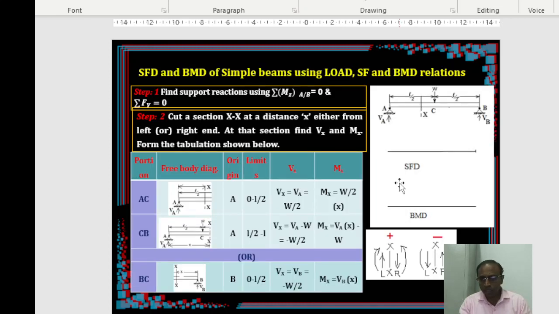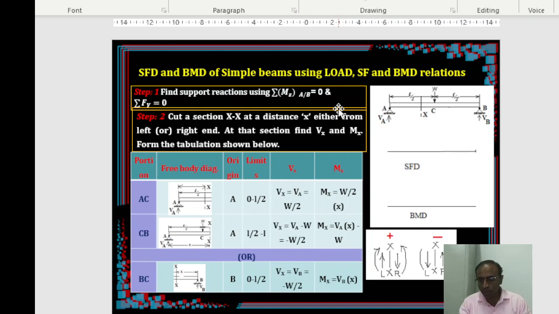Here is a simply supported beam. It is loaded with a point load exactly at the center. In this particular case, there are only two steps. The step one is finding the support reactions.